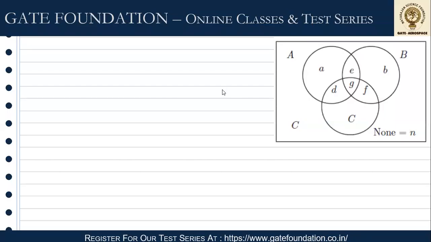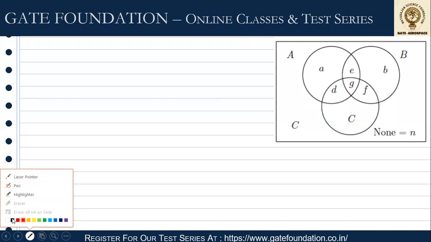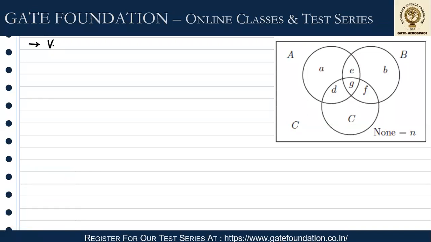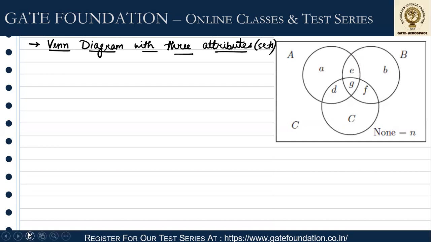Let's try to understand कि हम elements कैसे लिखते हैं, ठीक है। So this is a Venn diagram with 3 sets or 3 attributes. We try to solve or understand this one. So what are these attributes? These 3 attributes are basically 3 sets A, B, and C. Now we'll try to define the different elements of these sets.